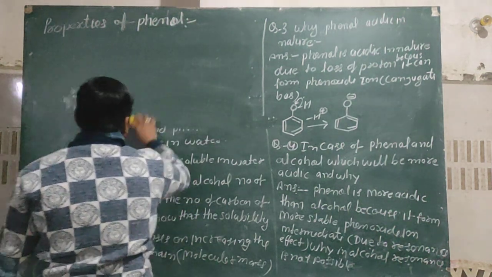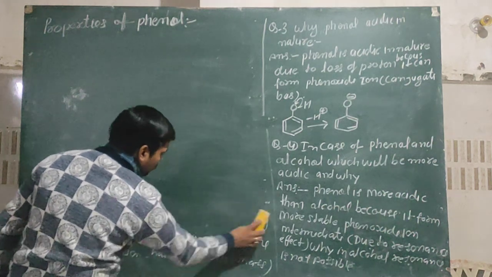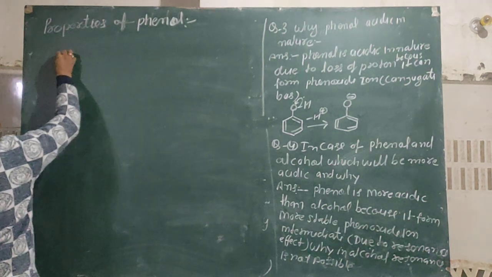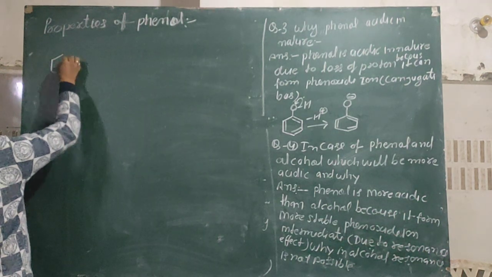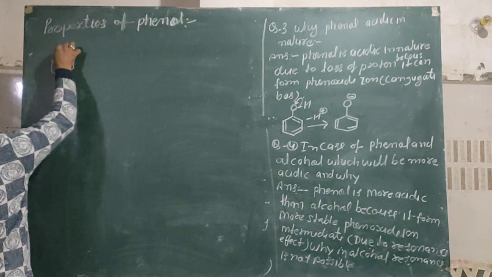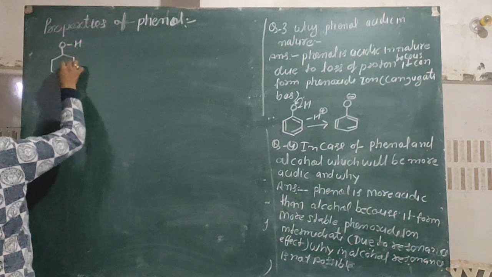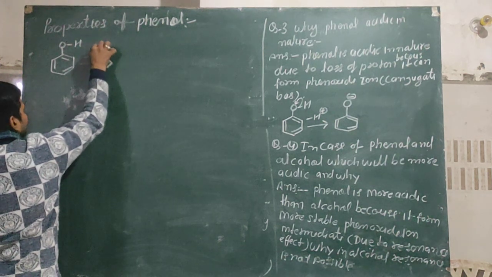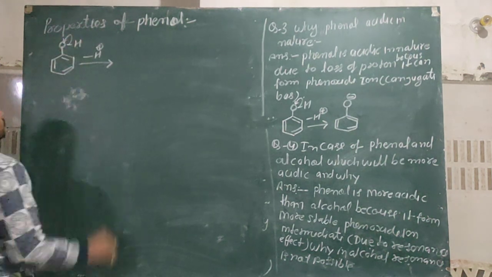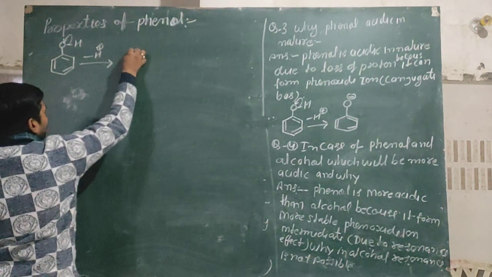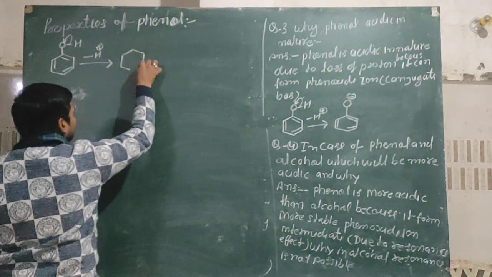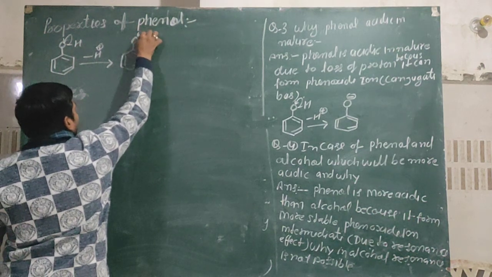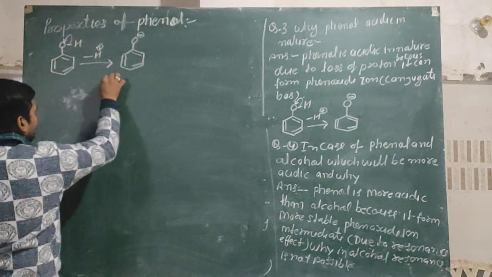Here it is the structure of phenol. After removal of H plus from the phenol, formation of phenoxide ion takes place like this. Oxygen becomes negatively charged. It is the phenoxide ion.